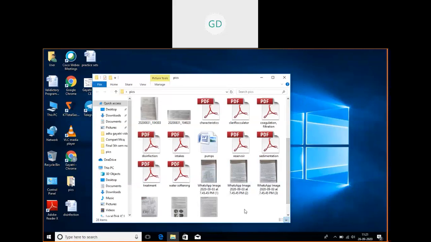Okay. So before starting, just now, 5-10 minutes ago, I shared with you the PDF files for disinfection and also the clariflocculator. I have shared these two PDF files in your official group. CR, please distribute this, the clariflocculator and disinfection. Please share with all your classmates.